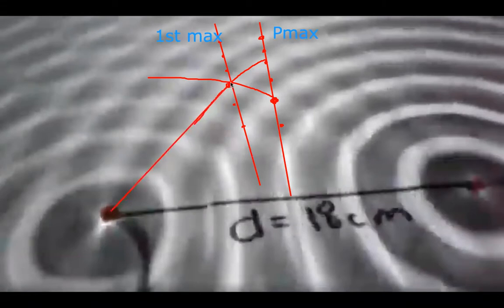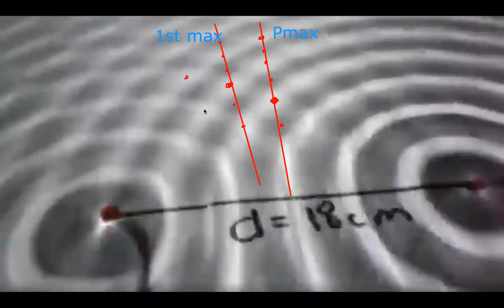Take a look at the number of waves from this source to this intersection, and the number of waves from this source to the intersection. We have 1, 2, 3, 4. 1, 2, 3, 4, 5. There's a difference of 1 wave. And because that difference is 1 full wave, we get an intersection of crest on crest, trough on trough, crest on crest as we move outward. There's always going to be a difference of 1 full wave along the first maximum.